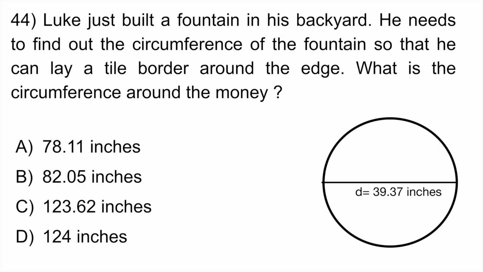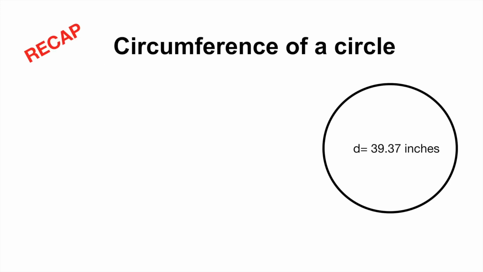All right, a little geometry here. So Luke just built a fountain in his backyard. He needs to find out the circumference of the fountain so that he can lay a tile border around the edge. What is the circumference around the, sorry, it should read around the fountain, not around the money. Okay, so if you can see here, they're giving you a circle and they're giving you a value there for the diameter, 39.37 inches.